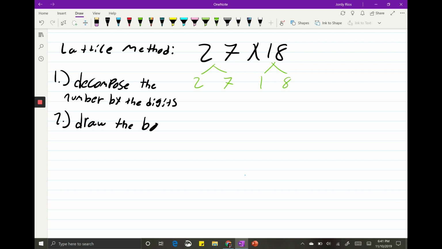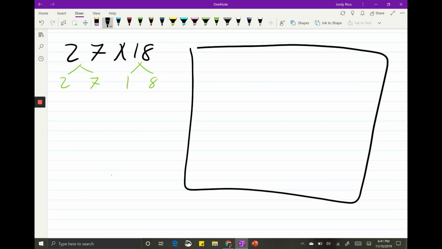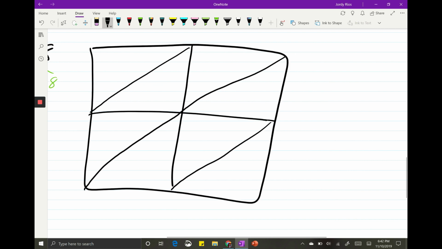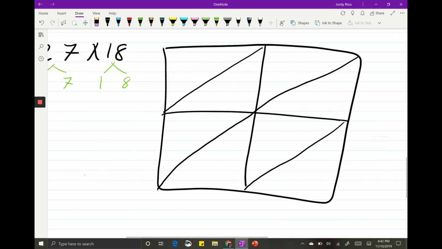Okay, draw the box. It's going to look similar to the area model one, but not quite. Just like the area model, you draw the box here, and then you draw diagonal lines like this, on all the boxes, so that it looks like that. It should not look something like this. This is totally wrong. They have to go in order.